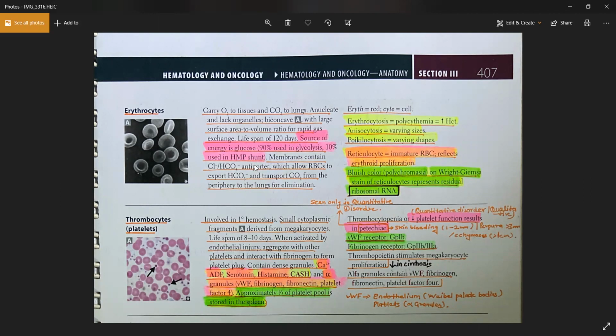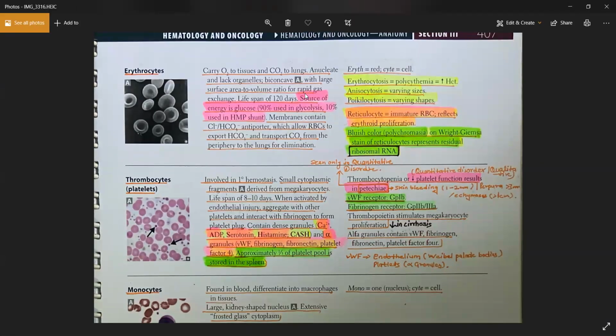They have more surface area than the volume, so that the rapid exchange of gases can happen. The lifespan is around 120 days. The source of energy for the RBCs is the glycolysis only. They cannot undergo the TCA cycle because they do not have any mitochondria.